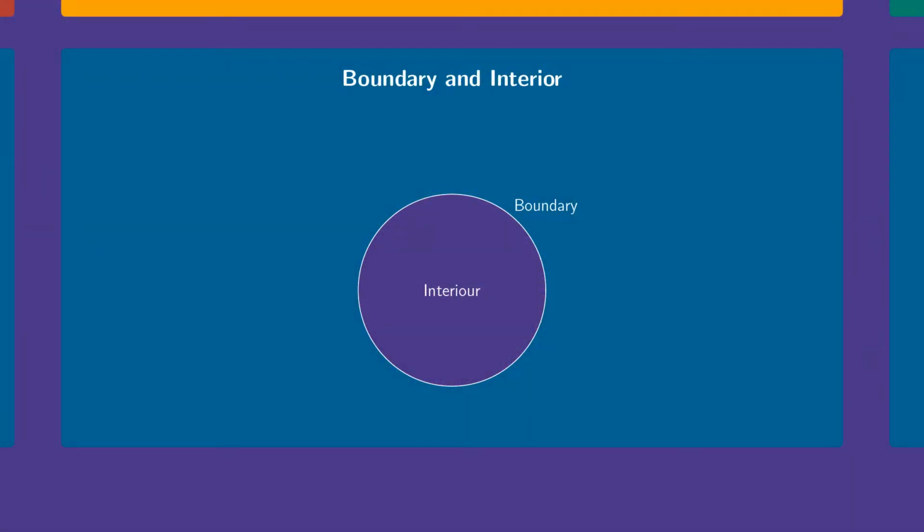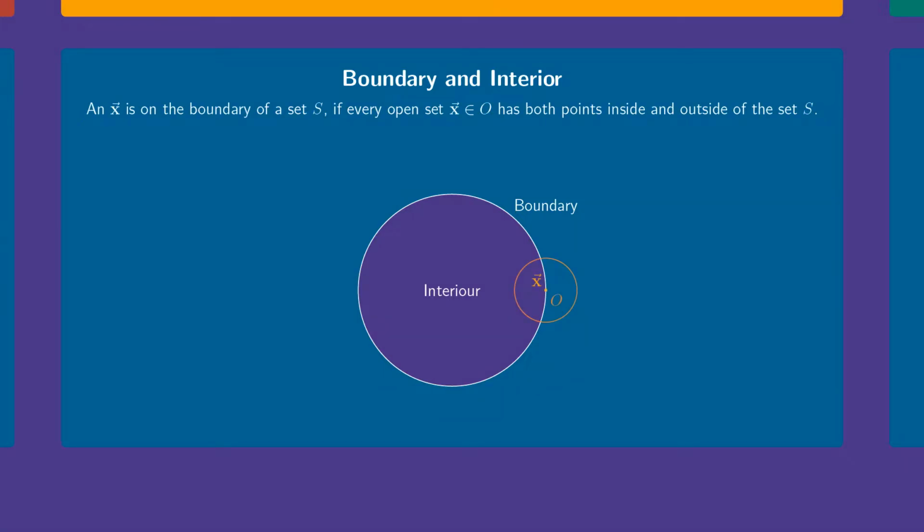Topologically, a point lies on the boundary of a set S if every open set O containing the point has both points inside and outside of the set S. Interior is the union of all open sets that are subsets of the set S, and thus it is itself an open set.